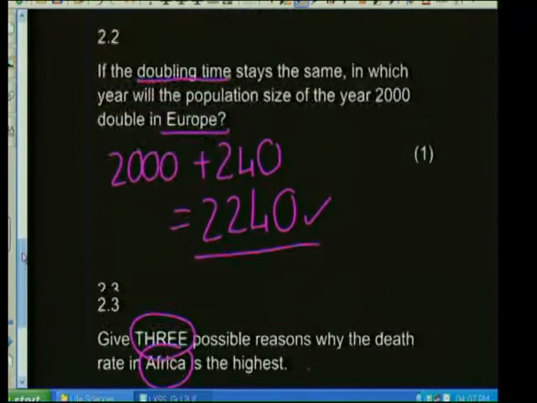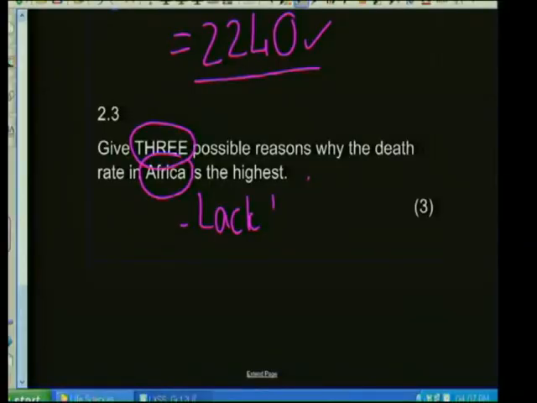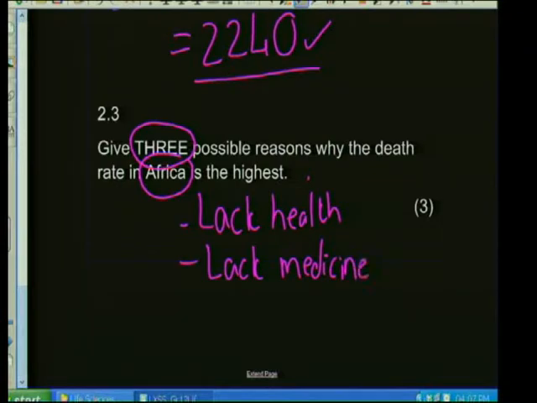Let's go back and have a look at the different continents that they chose: Africa, Asia, Europe. What do we need to start thinking about? Developed versus developing countries. Africa is a developing continent. So what is the reason why we have such a high death rate? Think of possible things. If we think of developing countries, there's a numerous amount. Lack of proper health care, so lots of people are going to die. What else? Lack of access to medicine. Poverty, not being able to feed people. What else in Africa? War. What else could we have? Corruption.